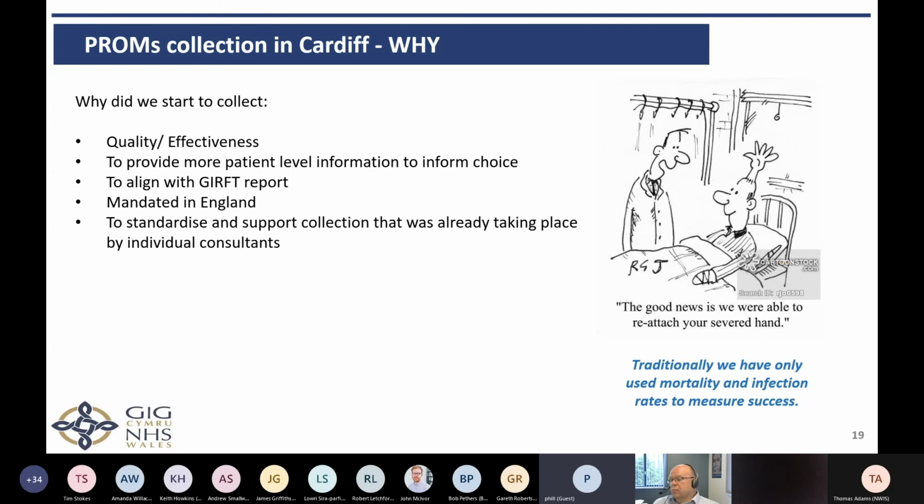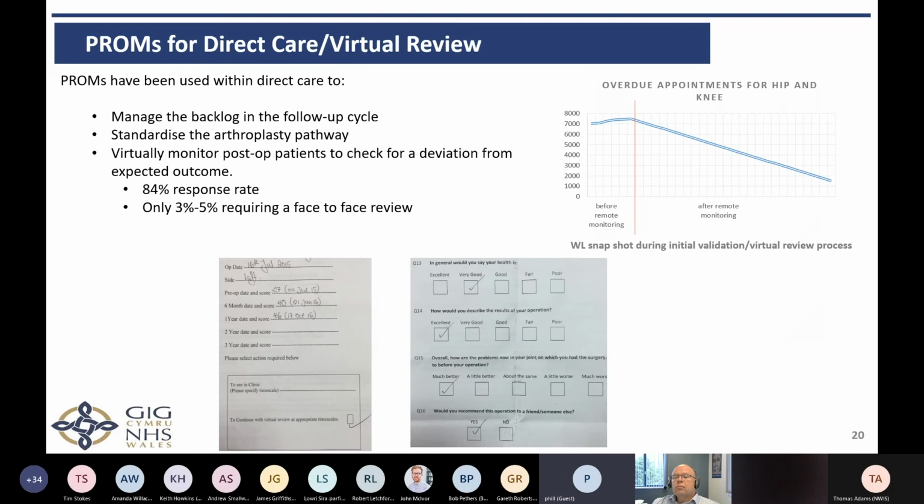So as I originally said, the first issue for us was trying to get rid of a partial booking backlog, where you can see there were thousands of patients who were never going to come back and see a consultant after their initial wound checkup. So we knew that we wouldn't be able to see all these patients, so we started sending them out questionnaires. Essentially the questionnaire was a PROM, a patient reported outcome measure. For the hip patients it was the Oxford Hip Score, and for the knee patients it was the Oxford Knee Score.